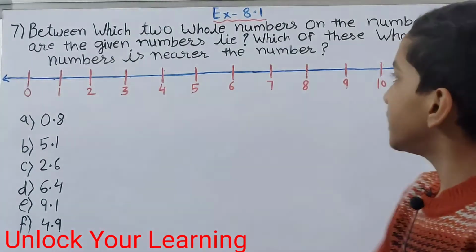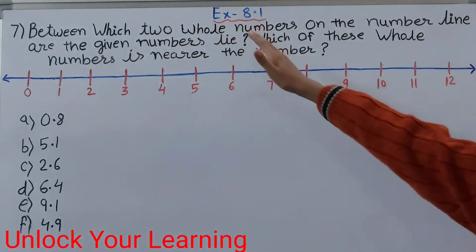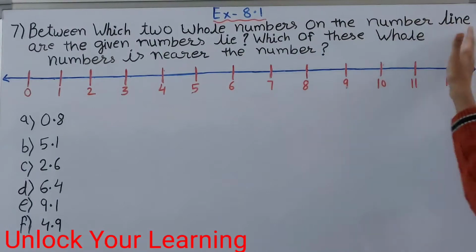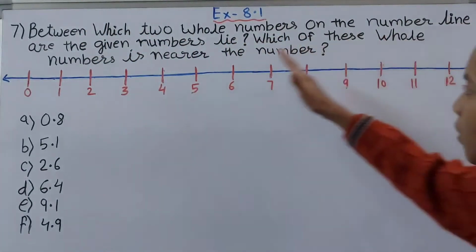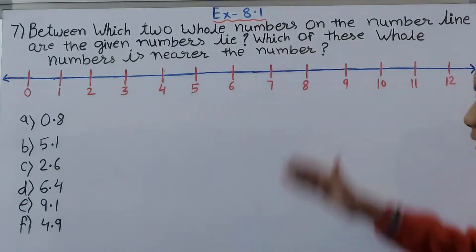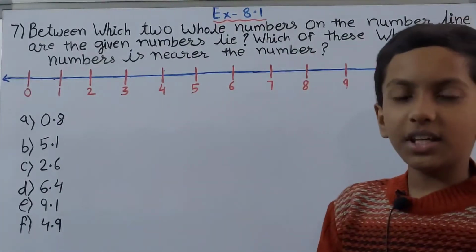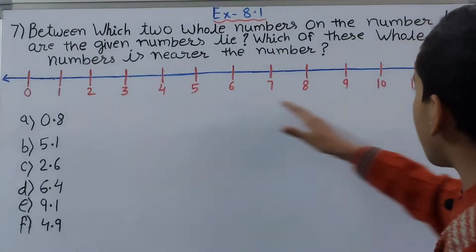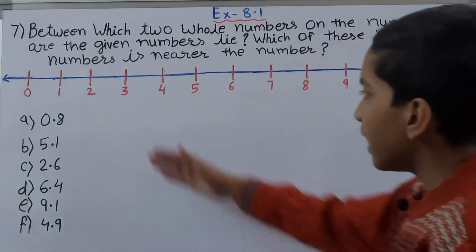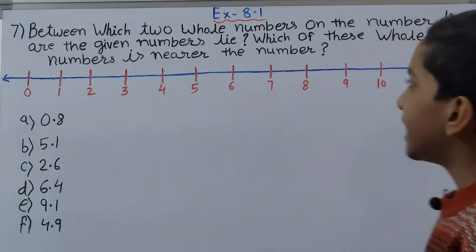So this question says: between which two whole numbers on the number line do the given numbers lie? Which of these whole numbers is nearer to the number? So here this question is related to the number line. As you can see over here, I have made a number line and here we are given some decimals.